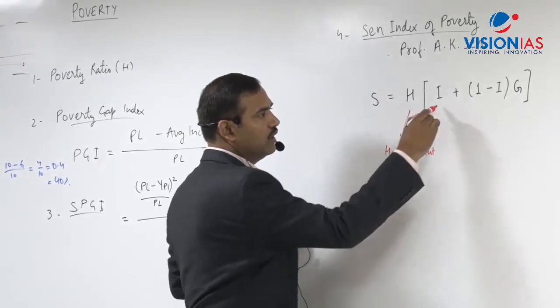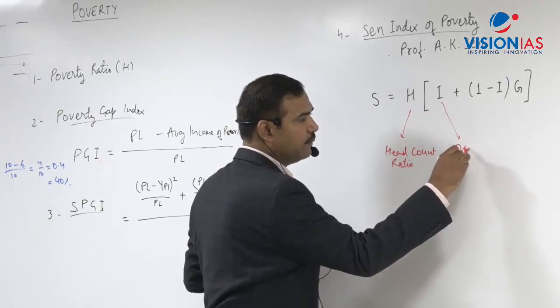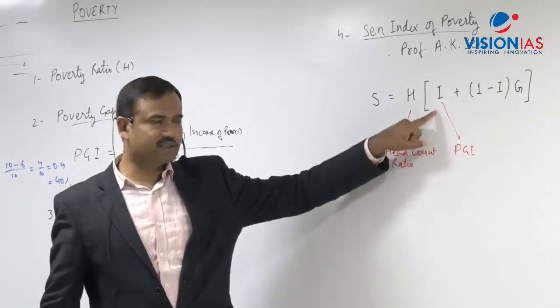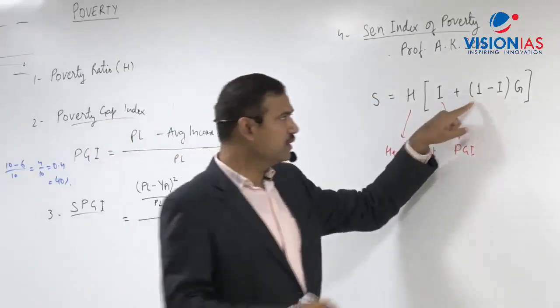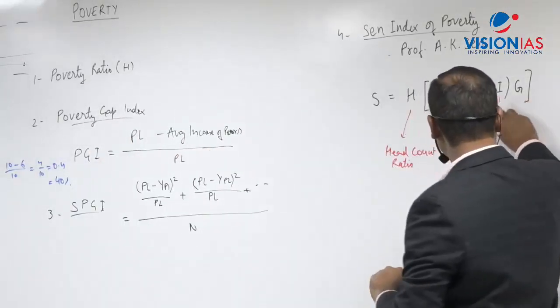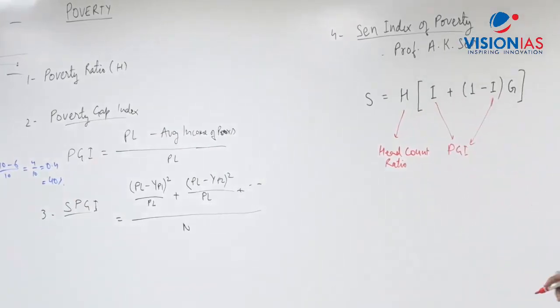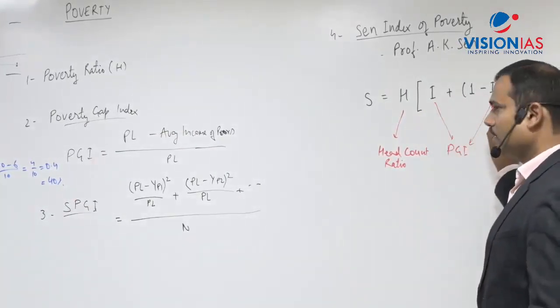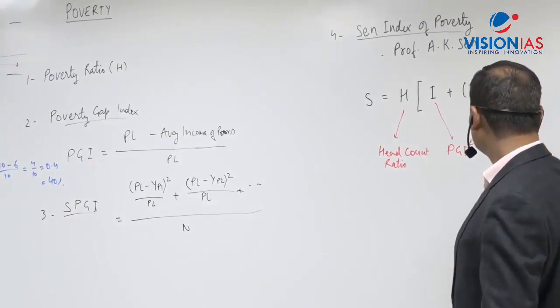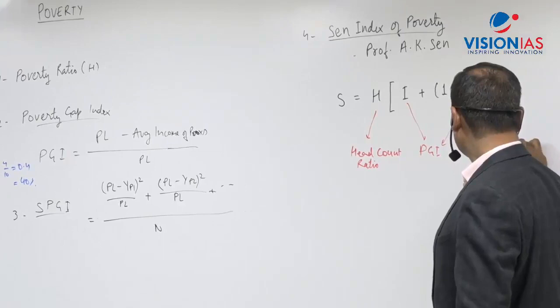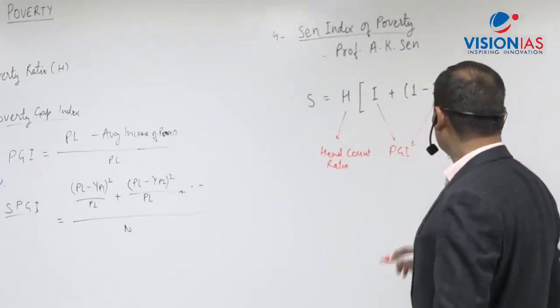I means poverty gap index, PGI. This is one only, and again this is I, meaning PGI. And this is what? G means Gini coefficient.